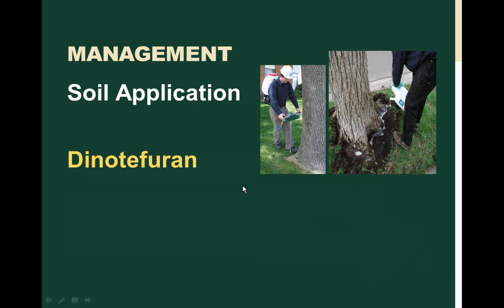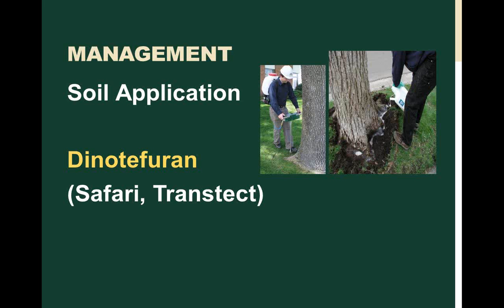And then here's another product that you can also use for soft or for hard scales, Dinotefuran, which is known as Safari or Transtec. And one of the differences is that they are both a neonicotinoid product, but Safari or Transtec is 80 times more water soluble than imidacloprid. And what does that mean? It moves more rapidly up into the tree. It gets up there very, very quickly.